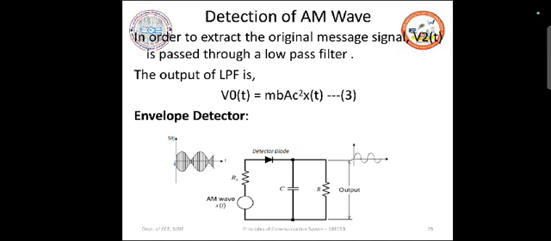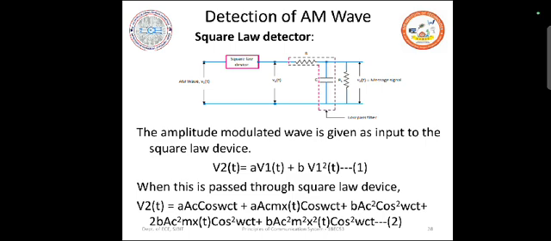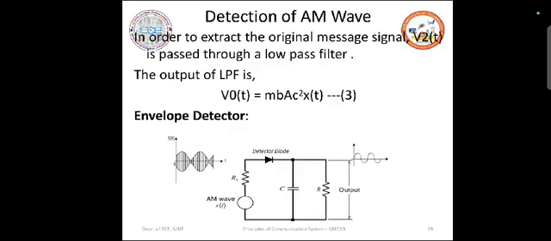In order to extract the original message signal, we have to pass the signal we have received here, which is v2 of t, equation number 2, through what is called a low pass filter, shown in the circuit. I should choose appropriate RC values so that I get the output as some scalar constant m times b times Ac square times x of t, which is your modulating signal. This is the whole idea behind performing the demodulation.